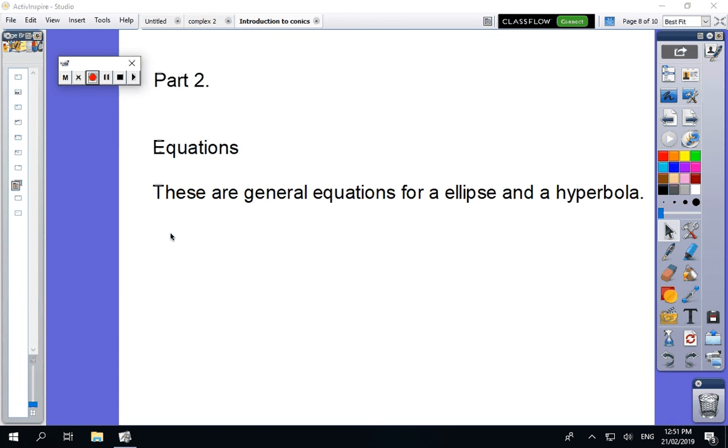Welcome back to part 2 of conics. So we need to look at some equations. The equation I'm going to look at the moment is for both the ellipse and the hyperbola. For the ellipse, the equation should be x squared over a squared plus y squared over b squared equals 1.